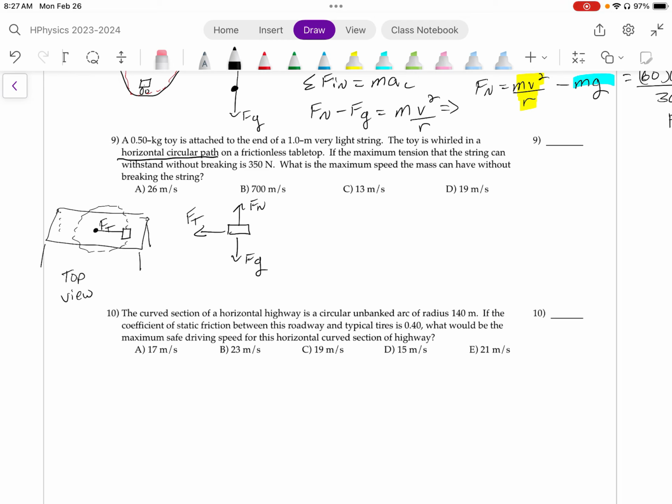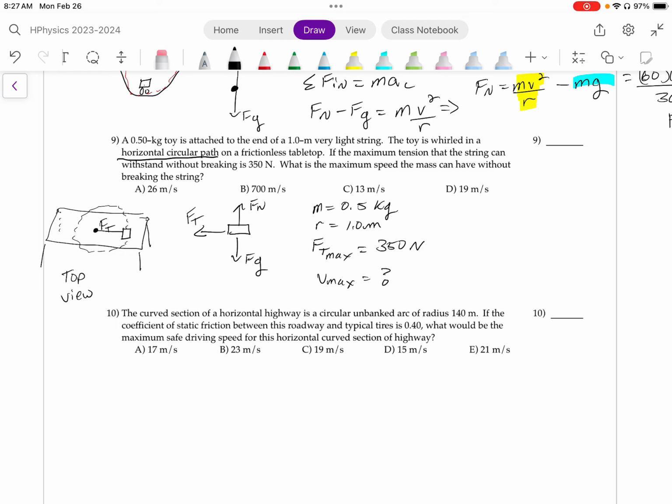Okay, now let's go get all the information they gave us. The mass of the toy is 0.5 kilograms, attached to the end of a 1 meter string, so that is the radius of the circle. The toy is whirled in a horizontal circular path on a frictionless tabletop. No friction, so that's why I don't have any frictional forces acting on the toy. We were given the maximum tension it can withstand without breaking, 350 newtons. What is the max speed that it can travel without breaking?